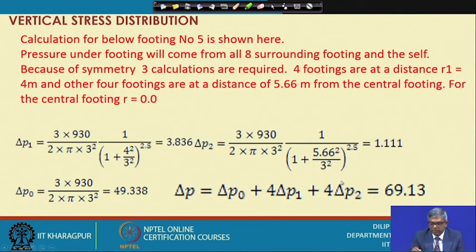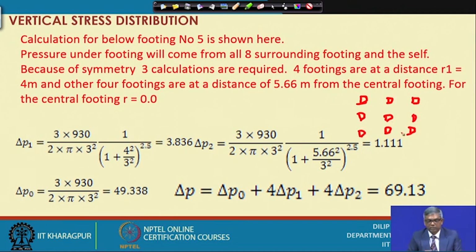You can see that the calculation for below footing number 5 is shown here, as I have already mentioned. The pressure under the footing will come from all 8 surrounding footings and the self, that means the middle own footing, and because of symmetry 3 calculations are required, as I have told you. So, 9 footings are there, and you can see for the center footing r equals 0.